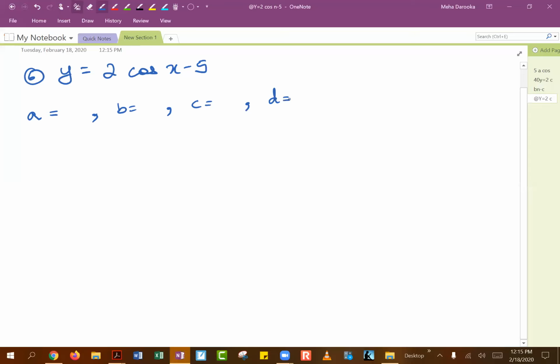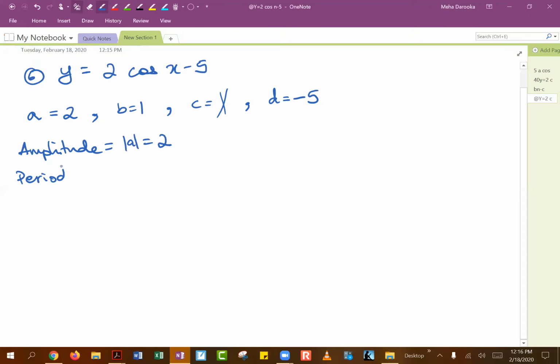So what's our A coordinate here? 2, B, 1, C. There is actually no C, because it would have to be in parentheses with bx minus c. So what is that -5 then? That is actually your D coordinate, yeah, which is -5. All righty. Okay, so obviously the A value tells us the amplitude, which is going to be 2.